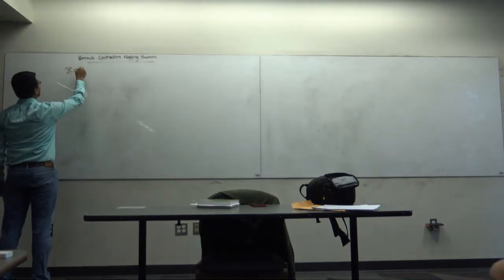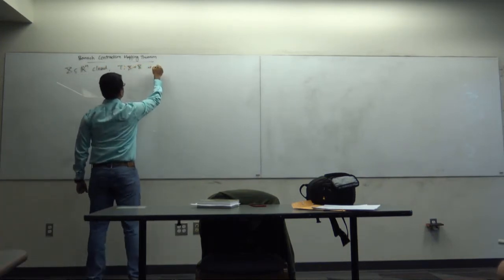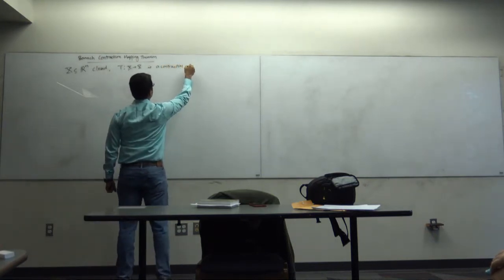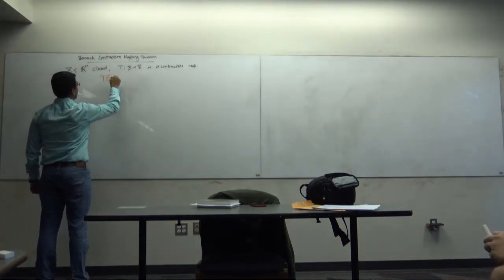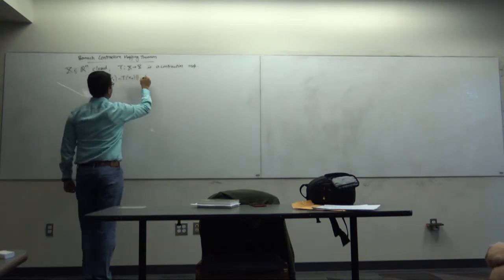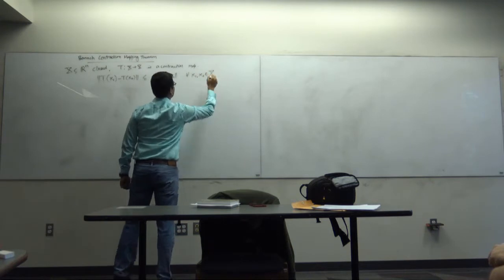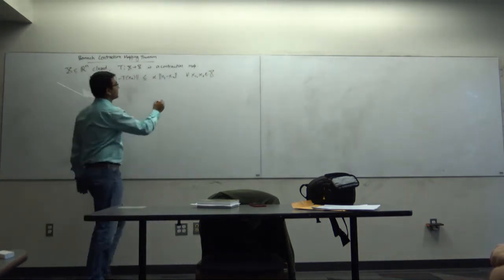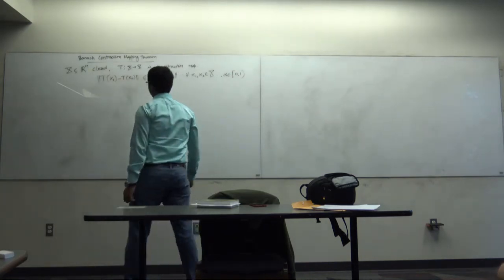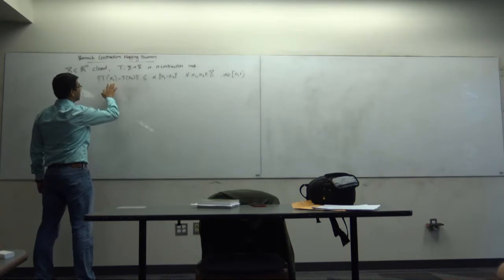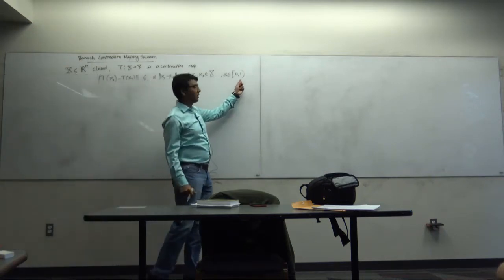So X is closed. T from X to X is a contraction map. Okay, and I had given the definition of contraction map. So the norm of T of X1 minus T of X2 is less than or equal to alpha times the norm of X1 minus X2, for all X1, X2 in the set X. Alpha is in [0, 1). Okay, and alpha is a constant, so it doesn't depend on x1 and x2. So alpha is a constant that depends on the mapping T, and it's between 0 and 1. So 0 is included, 1 is not included.